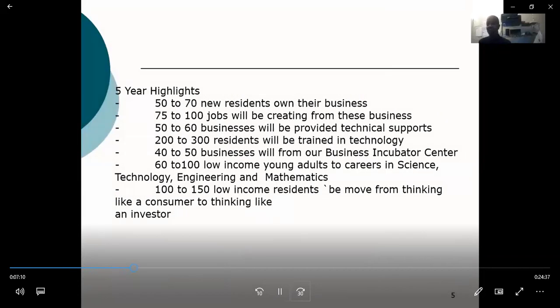Let's talk about some highlights. Well, quick highlights. I do want to emphasize that we want to create 50 to 70 new resident-owned businesses within the next 5 years. We'll talk later about how we're going to do that. And this is conservative. I think we can do the numbers even more when you hear about our strategy. From those new businesses, we want to have created anywhere from 75 to 100 new jobs in West Tampa.